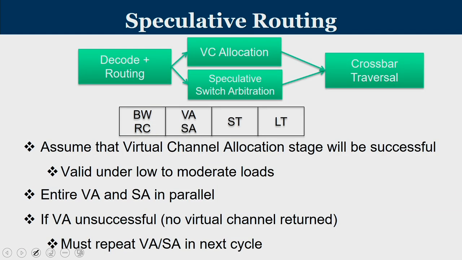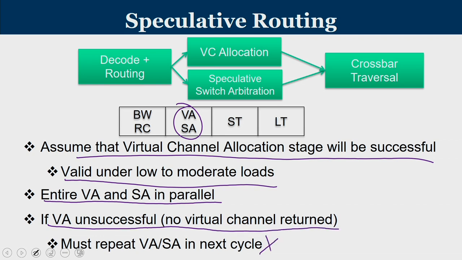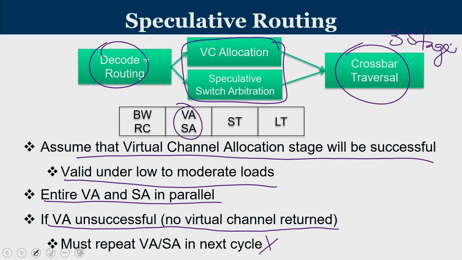This is called speculative routing, where virtual channel and switch allocation, or switch arbitration, is done together. Assume that the virtual channel allocation stage will be successful, and your virtual channel allocation and switch allocation happen in parallel. This is valid only under low to moderate load. When the load is very high, there is no guarantee that you will get a virtual channel allocated. In that case, switch allocation will fail. If virtual channel allocation is unsuccessful, then you are not going to perform the switch allocation operation. So you perform routing, VC and switch allocation in parallel, and then after that you travel through the crossbar. This essentially makes it a three-stage router: one cycle for routing, one cycle for VC and switch allocation, and one cycle for crossbar traversal.